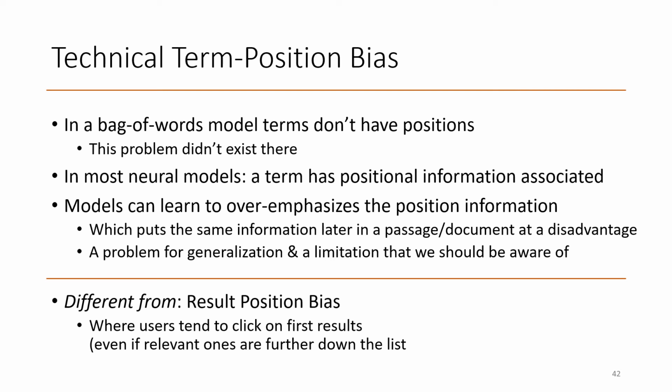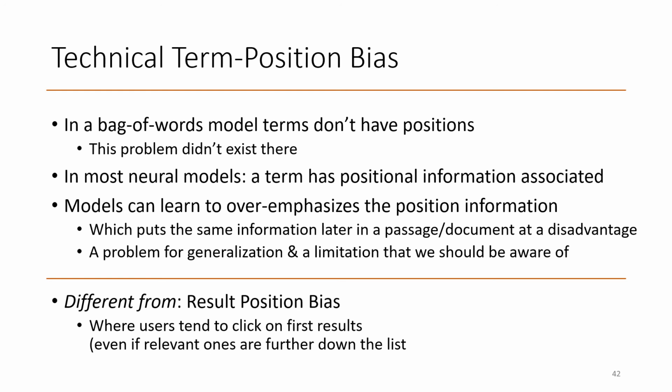But in most neural models, a term has positional information associated with it, which models can learn to overemphasize if a bias on the position is in the data. It will be learned. For example, if you learn a bias on the start of a passage or a document, and you want to find or retrieve the same information later positioned in another passage or document, it puts this other passage at a disadvantage, even though it would contain the same information. So this is a problem for generalization, and also it shows somewhat a limitation of neural models, and I think we should be aware of that.